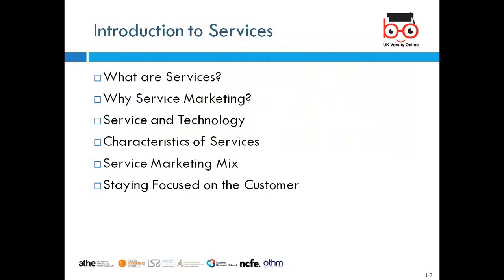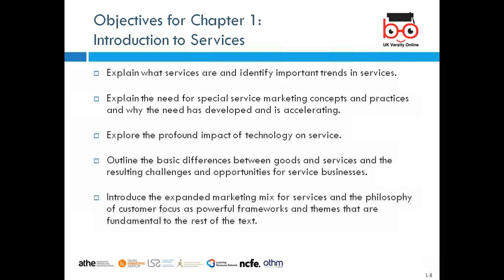During our level 5 we also learned about service marketing, service and technology, the characteristics of the service marketing mix, and staying focused on the customer. First, when we're talking about service, we need to explain what services are and identify the important trends in service. What are the trends going around? Like online booking, online check-in, and those sorts of trends we need to follow as well. So what is the need for special service marketing concepts and practice, and why did the need develop? All of these we need to ask questions about.